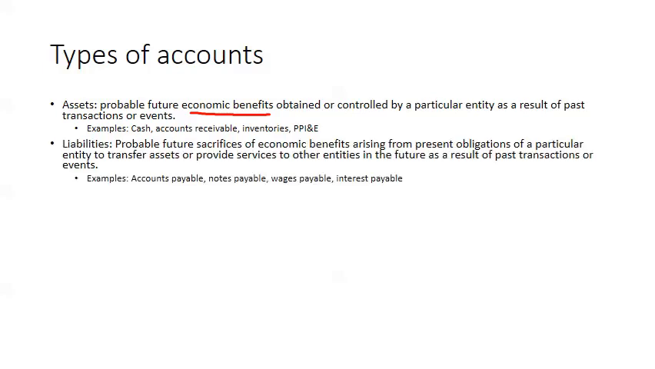Things that we own. Liabilities are probable future sacrifices. Notice the difference. Sacrifices of economic benefits means we're going to give up assets in the future, arising from present obligations of a particular entity to transfer assets or provide services to other entities in the future as a result of past transactions or events. It's a very long definition, but our working definition is things that we owe. What do we owe somebody? Those are our debts. Examples are accounts payable, notes payable, wages payable, interest payable, taxes payable, bonds payable. All those payables go in there.